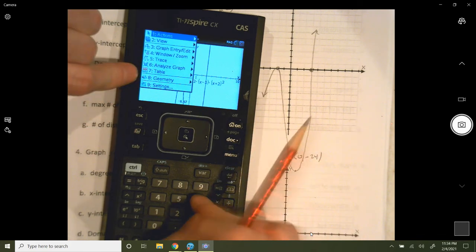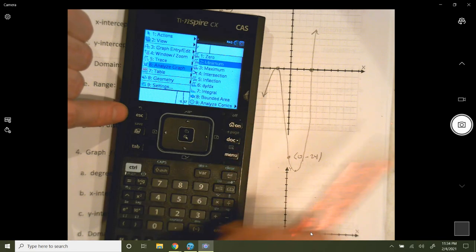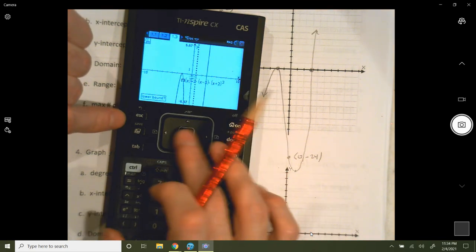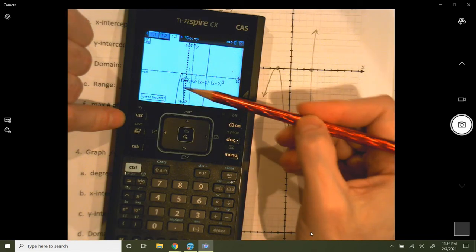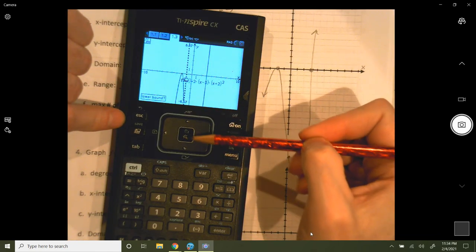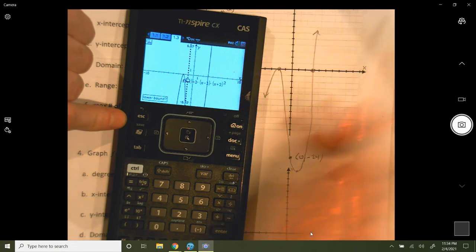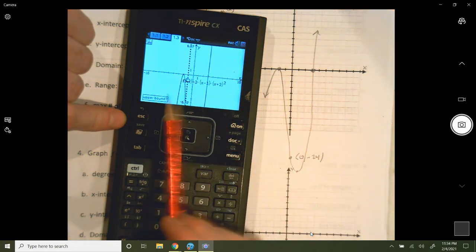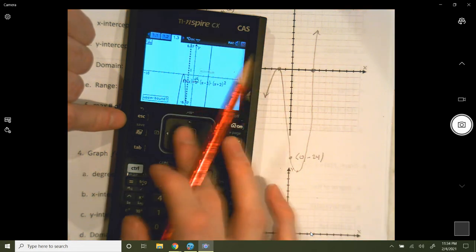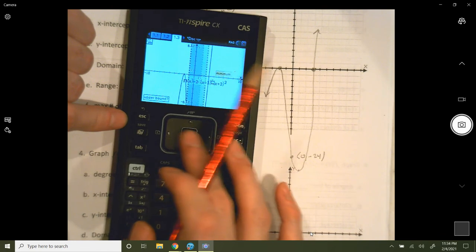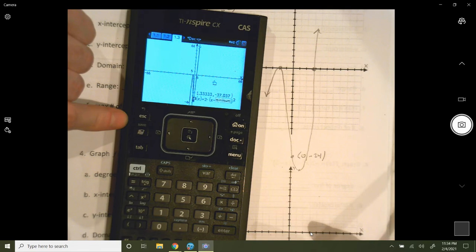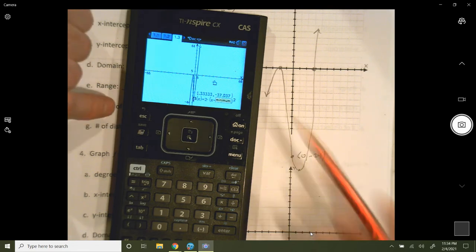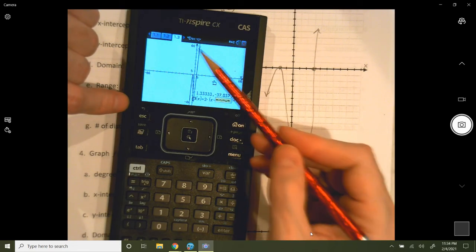Analyze graph number 6. Let's find that minimum value. I'm going to go somewhere to the left of that minimum. I know that this is going down. This graph was down here somewhere and comes back up. Okay, so left bound, hit enter. Now it's asking for an upper bound. I'll go to the right. Let's see if it adjusts the window for us. It kind of did.